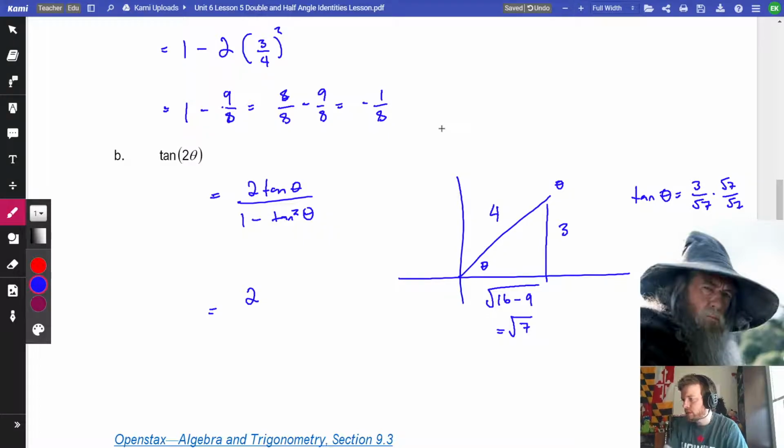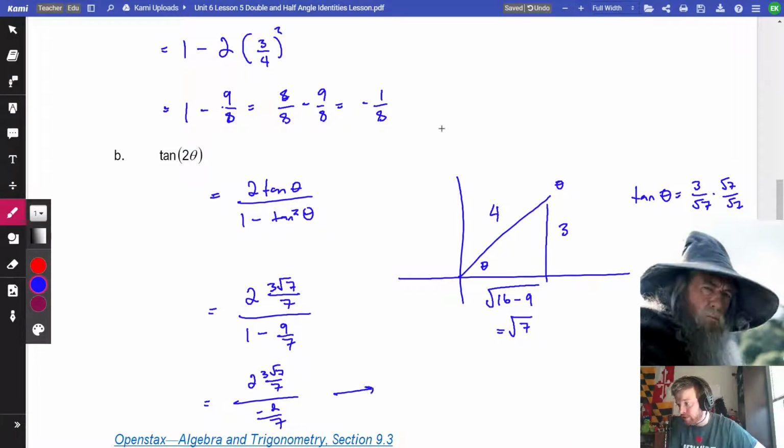2, we just evaluated tan. 3 root 7 over 7 all over 1 minus 3 root 7 over 7 squared, so 9 times 7 over 49. Right? The 7 and the 49 are going to simplify to a 1 over 7. And I could keep going, 2, 3 root 7 over 7 all over, what's that going to be, negative 2 sevenths. But I'm going to stop there, and I'm actually going to let you simplify a little bit further.